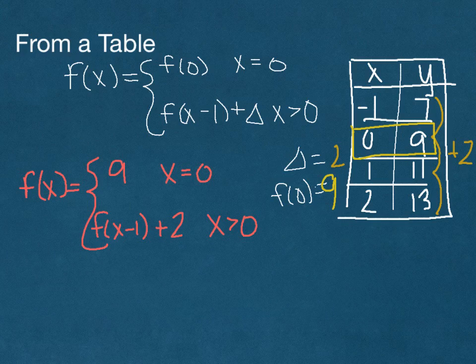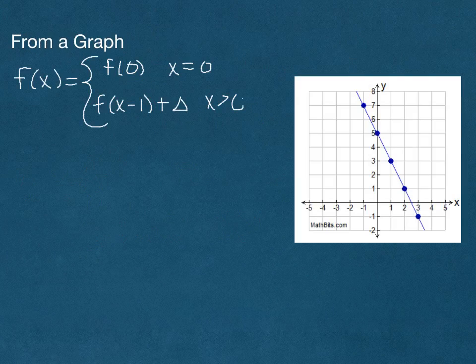Now that we found it from a table, let's find it from a graph. We need to find my delta and my f(0). My delta is my slope, so I'm going to pick two dots. Let's pick those two. I go up 2, left 1. So my slope is 2 over negative 1. My y-intercept is where my graph crosses my y-axis. It crosses right there at 5.